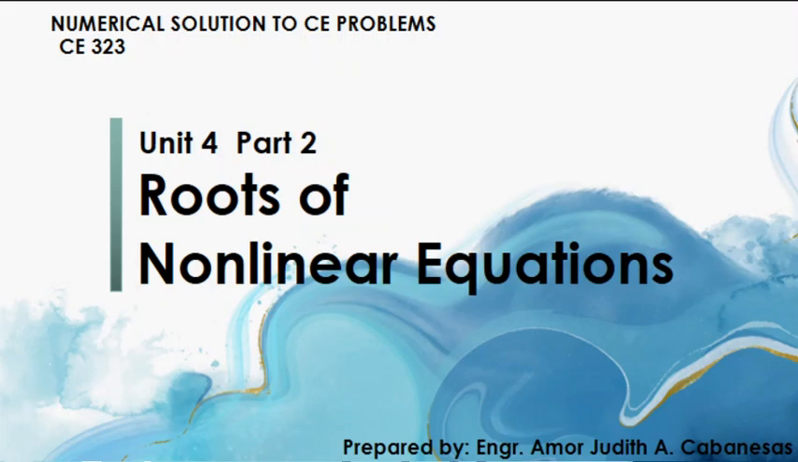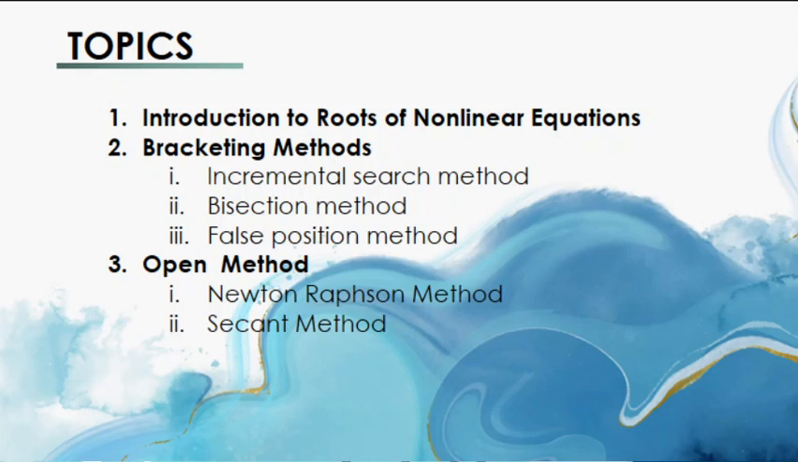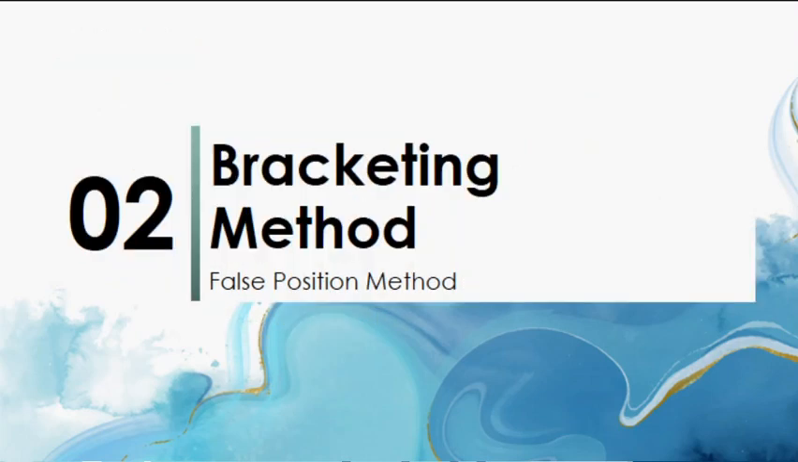So for today, we're going to discuss Unit 4, Part 2. This is the continuation of the discussion in roots, determining the roots of nonlinear equations. Previously, we already discussed the introduction to roots of nonlinear equations and some bracketing methods, which include the incremental search and the bisection. So for today, we are going to discuss the false position method, have an overview of open methods, and discuss the Newton-Raphson method in determining roots of a nonlinear equation. So let's start with the bracketing method using the false position method.